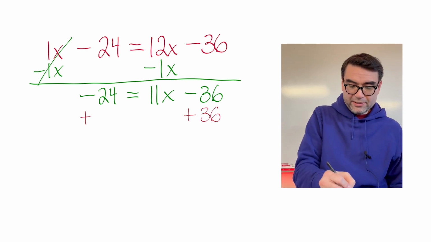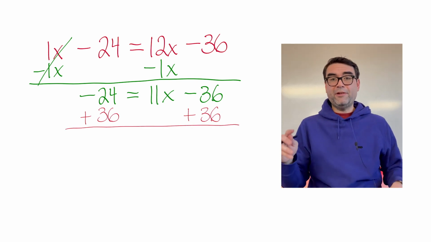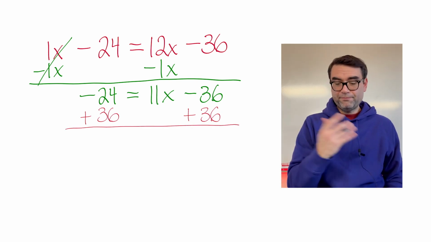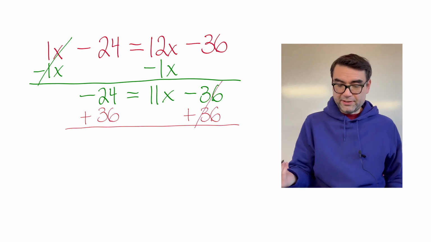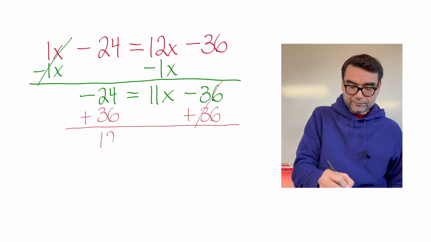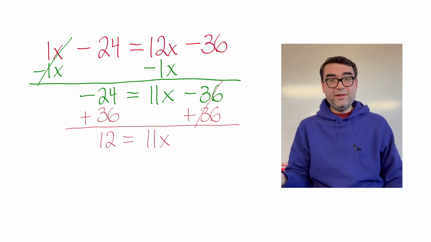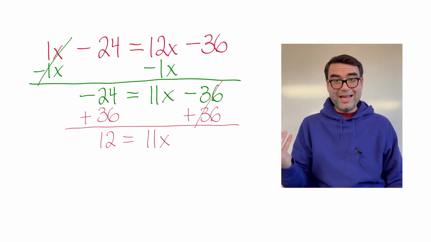But I also need to add it to the left side of the equation, right? Whatever I add to one side of the equation, we must add to the other. So negative 36 plus 36 is gone, and negative 24 plus 36 is 12. What I have is an equation that says 12 equals 11x.